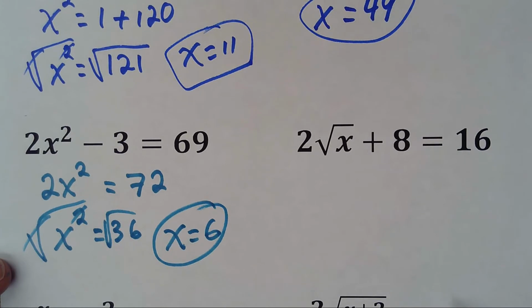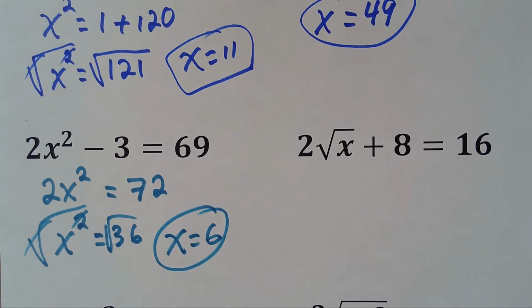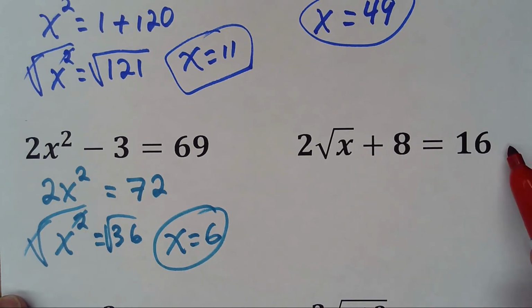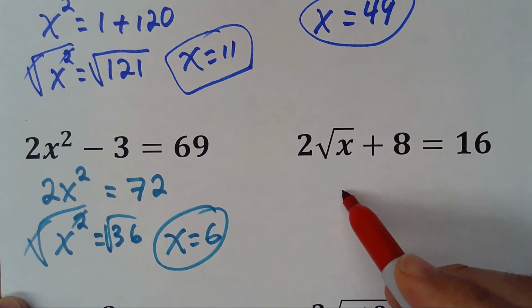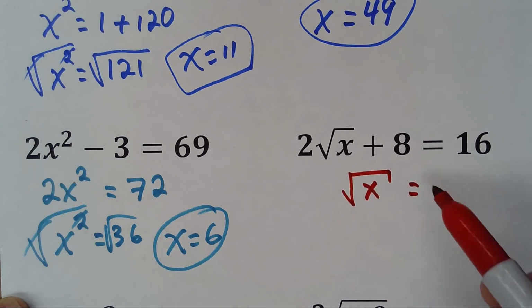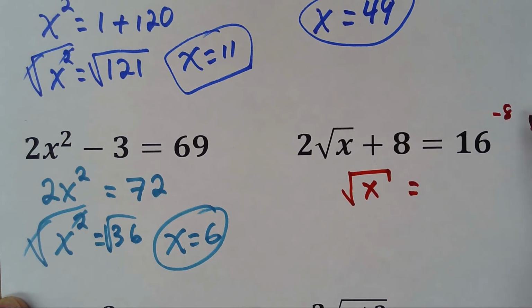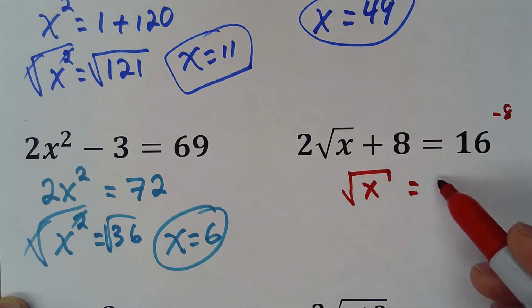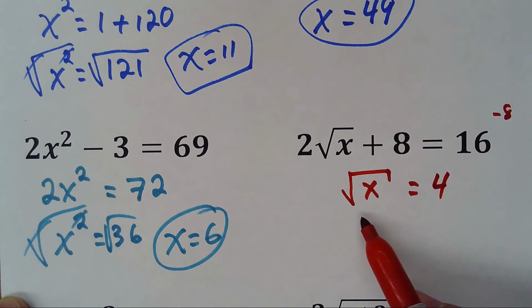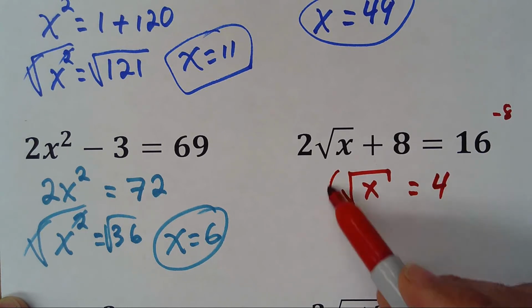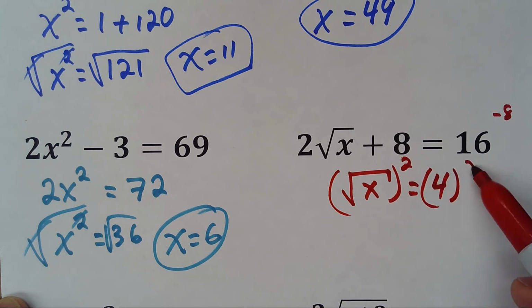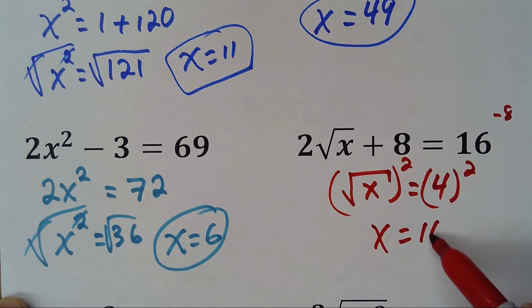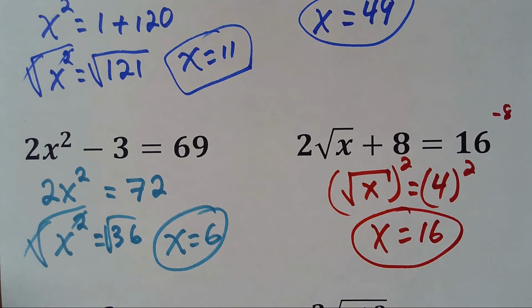The other one is very similar. What we do now is move the 8: negative 16 minus 8 will be negative 8, this 8 goes to the other side, so 16 minus 8 is 8. And this 2 is multiplying, so it goes dividing. 8 divided by 2 is 4. Now the square root of x equals 4, we just square here and here, and x will be equal to 16, and that's my answer. Okay, let's do two more here.